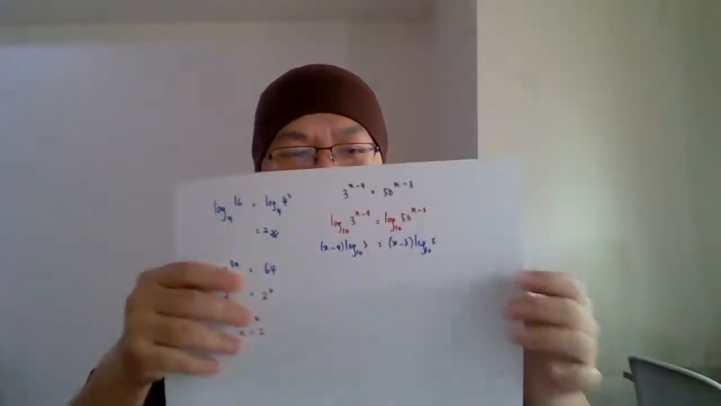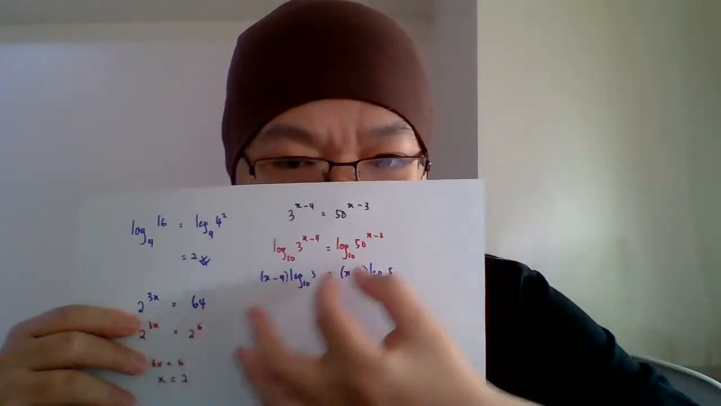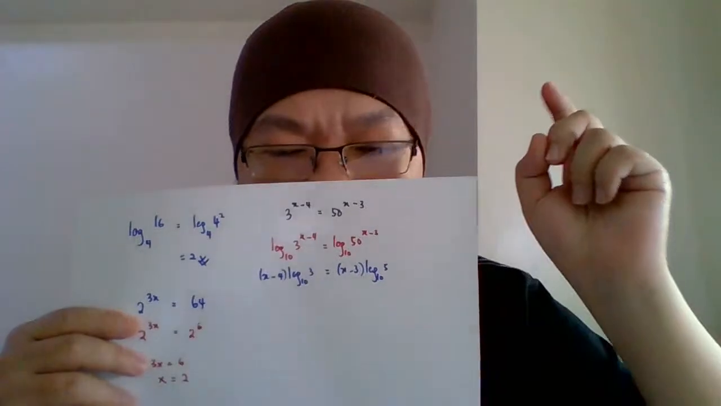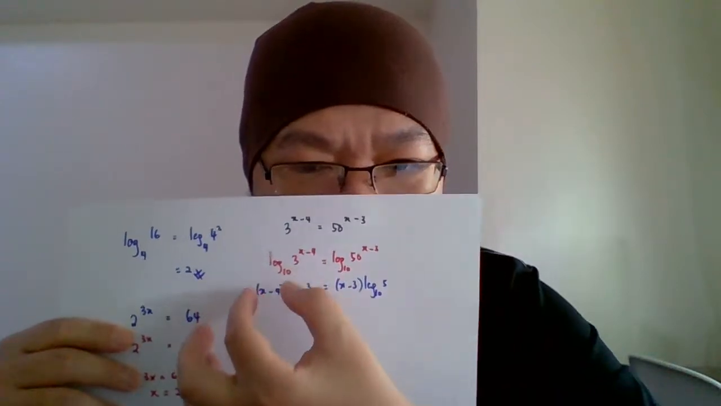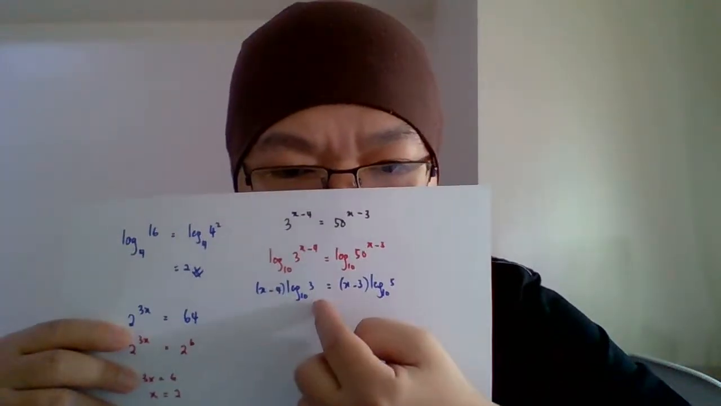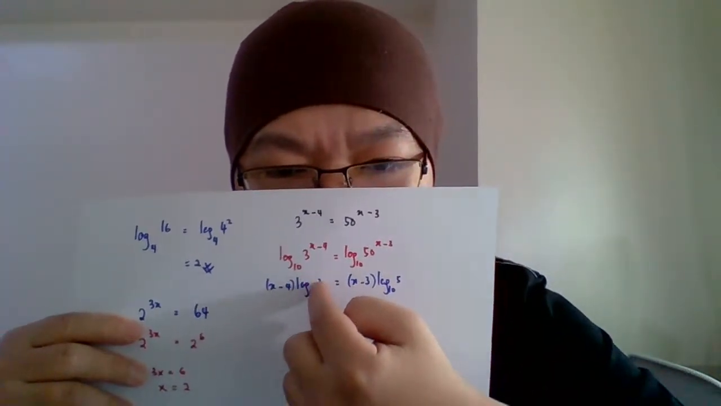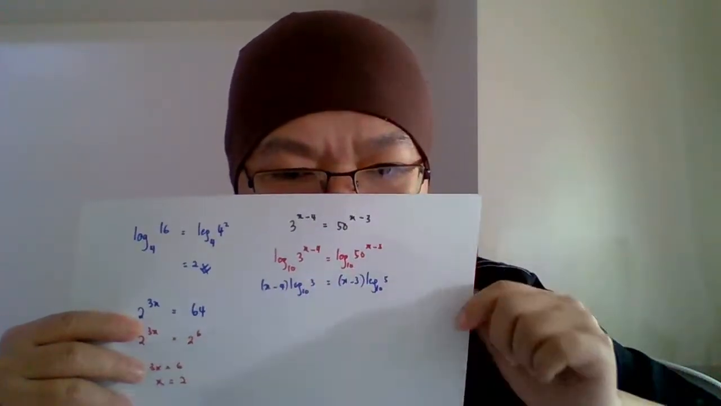Okay guys, since the power has an operation, x plus something or x minus something, make sure when you bring down the power, you put the bracket. You must put the bracket. Normally, the mistake made by students is they forget to put the bracket. The bracket is very important because you need to expand with the log after that. So x minus 4 here with log 10 of 3, you need to expand. Similarly here, x minus 3, you need to expand before we solve the problem. Now your next step, expand your bracket.